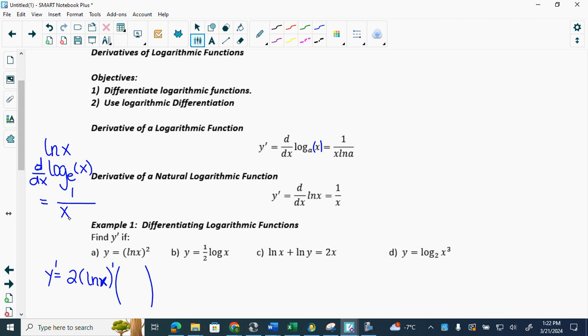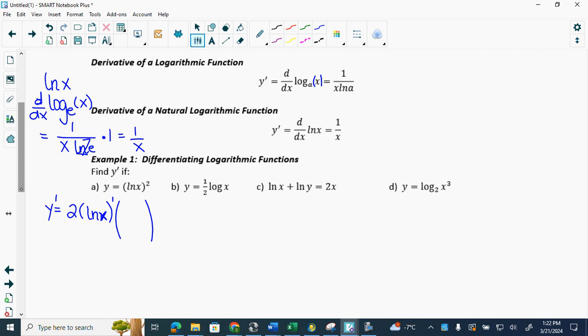Right? Then I follow behind with ln of the base. What's the base? e. And what is ln e? 1. And then I have to multiply by the derivative of x, which is 1. So that's why it actually is just 1 over x, because the ln e cancels and the derivative of x is 1. Okay? So if it's a basic ln, so here we have 2 ln x to the 1.